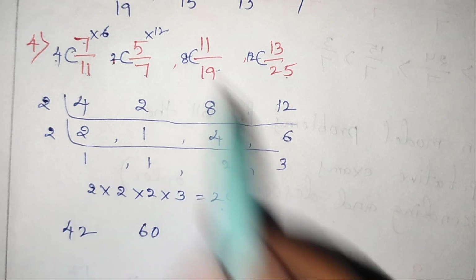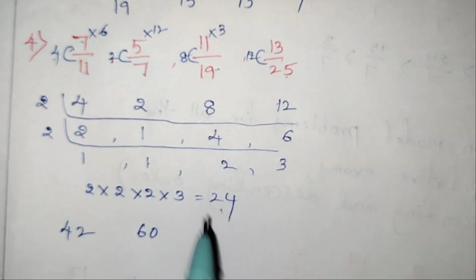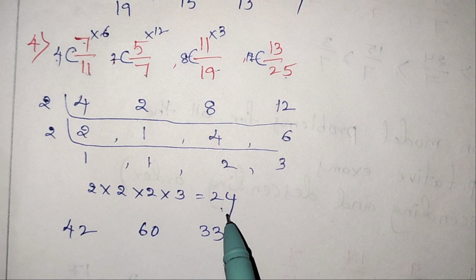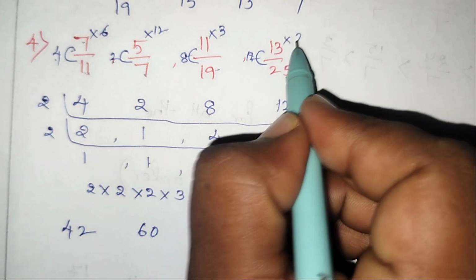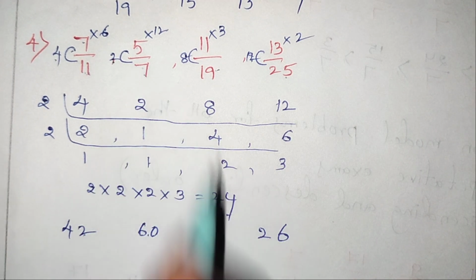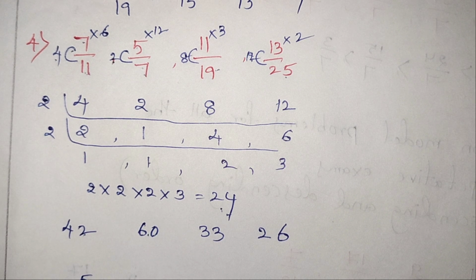Next 8 3s are 24. That's why that 3 multiplied to this 11. 11 3s are 33. Next 12 2s are 24. So that's why that 2 multiplied to this 13. 13 2s are 26. So which one is greater? 60 is greater. That 60 belongs to 5 by 7. So the greatest fraction is 5 by 7.